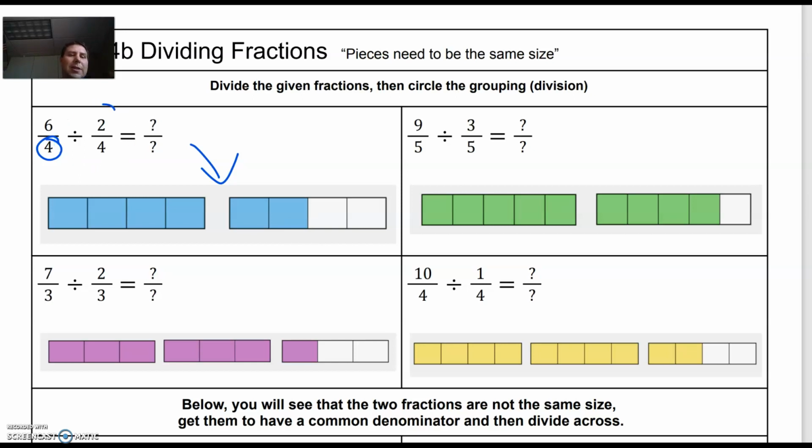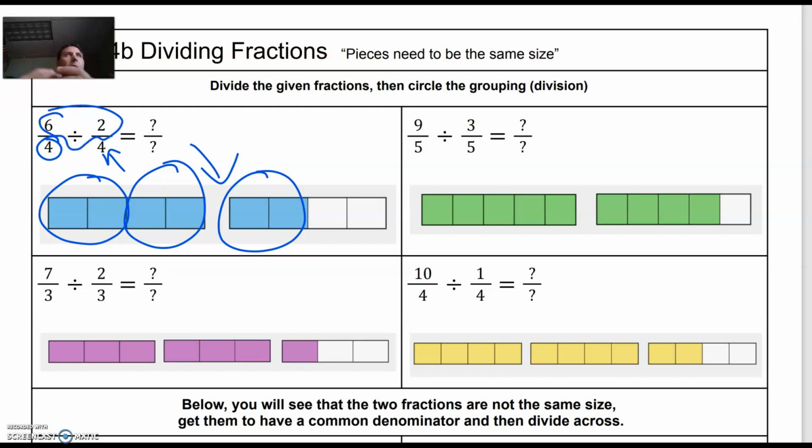Now here's what's important. Notice the denominator is the same size. So in other words, I want to group by the same size. I want groups of 2 that are 1/4. So I just need to group by 2. Here's 6, and I will group by 2. There's 1 group of 2, 2 groups of 2, 3 groups of 2. So my answer is 3, which is the same thing we had on the other one. Notice we're just dividing across, because if we have the same size, I need to group by the same size. So 6 divided by 2 gives you 3, and we're finished.